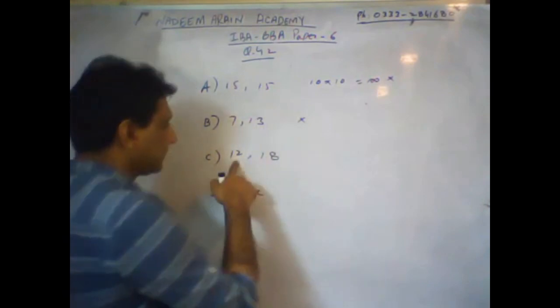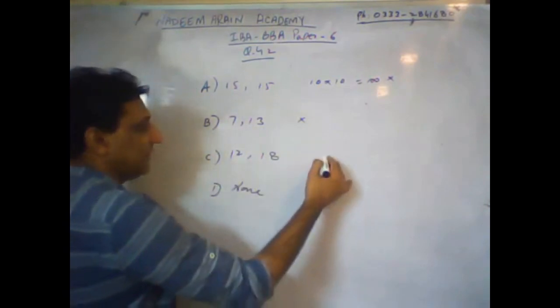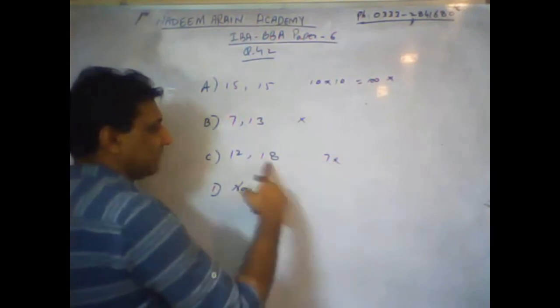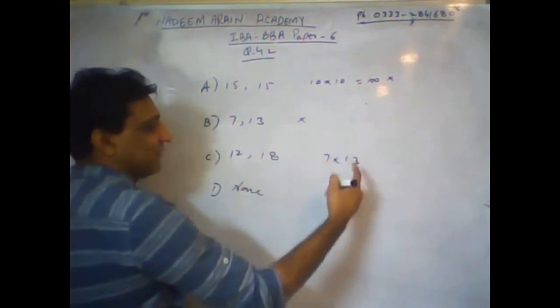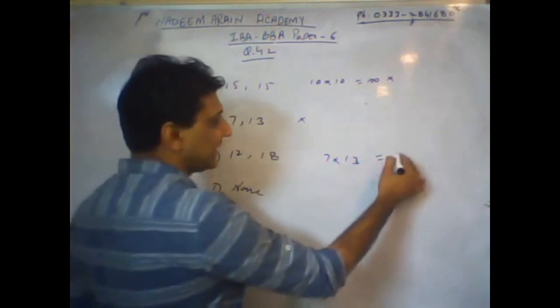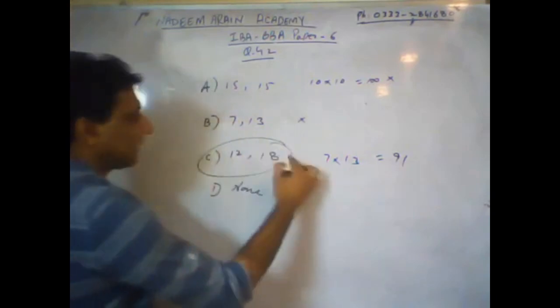Now if you subtract 5 from here, that will be 7. And if you subtract 5 from it, that will be 13. And of course, 13 times 7 is 91. So option C is the correct answer.